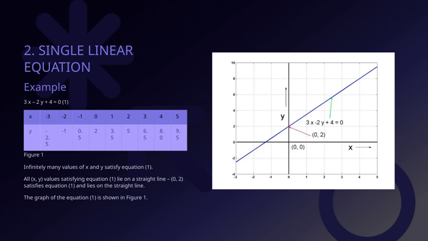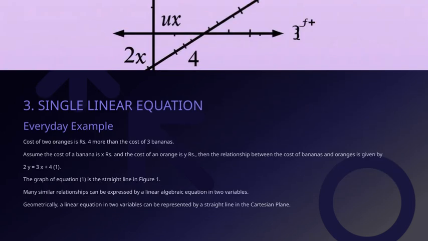This illustrates an important idea. Infinitely many pairs of x and y values can satisfy this equation, meaning there's an endless number of solutions. The key takeaway is that a linear equation like this represents a straight line, and every solution corresponds to a point on that line. This concept is fundamental because it helps us visualize how solutions to linear equations behave in the coordinate plane. Now, let's explore how a linear equation in two variables can be visualized.